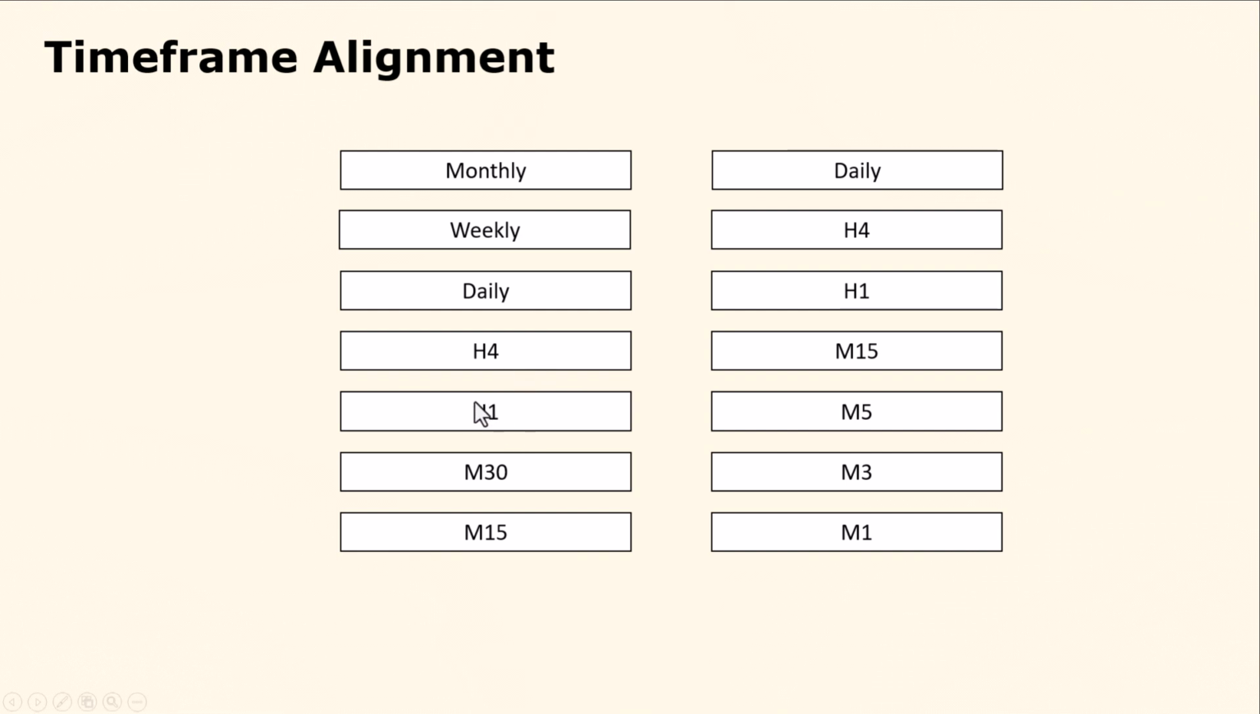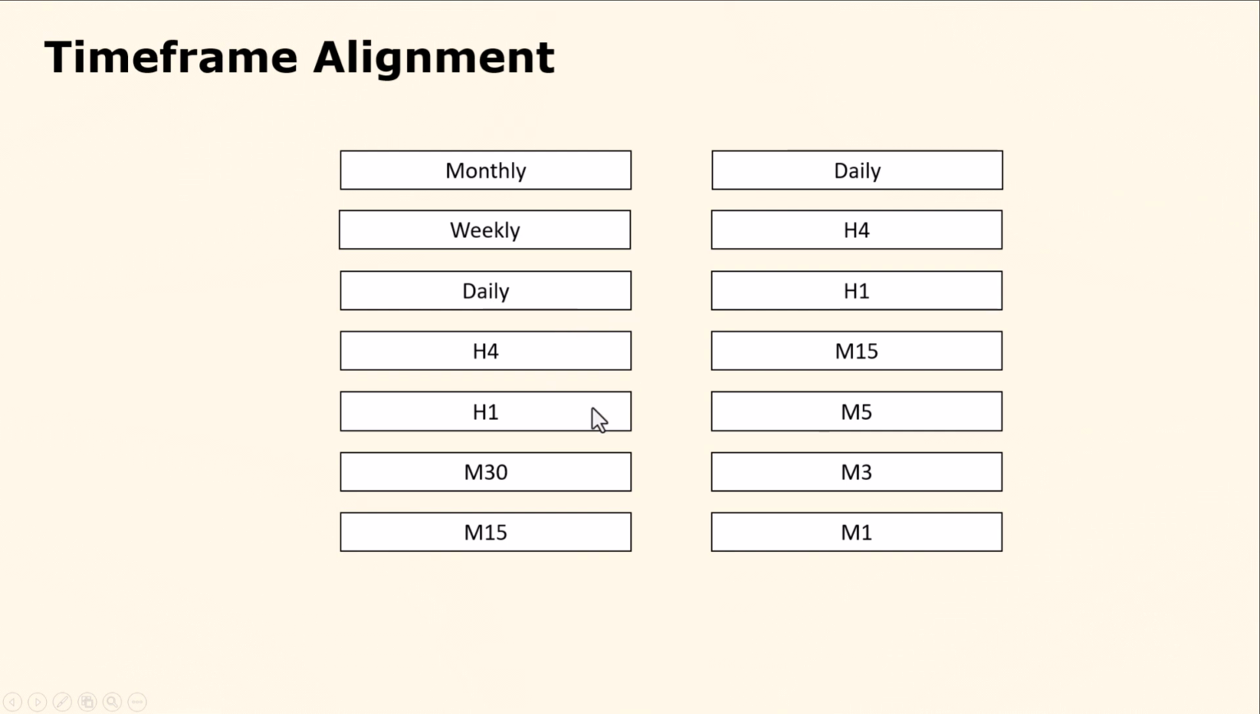Now, if your market structure is coming from the 1 hour time frame, you have to come back to the right side, the right chart again, and identify which time frame on the left of the 1 hour time frame coincides. Then we have the daily. That means your bias or your direction will be coming from where? From the daily, being the higher time frame.